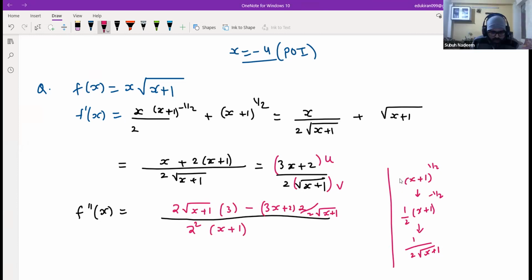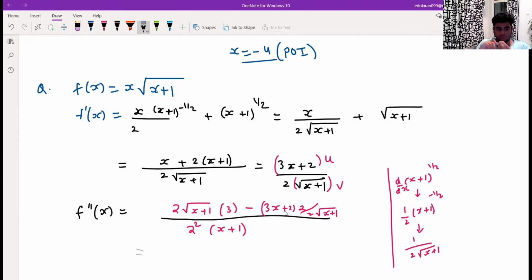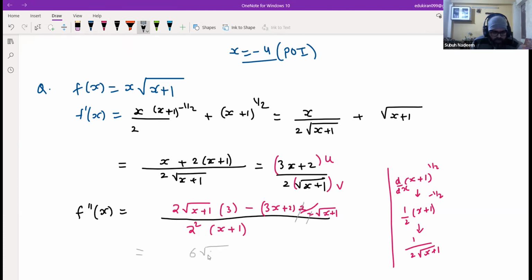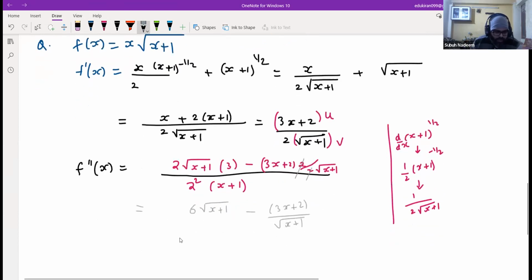Root over x plus 1, when you differentiate, you get this. Okay, yes, sir. So this would be equal to this 2 and this 2 cancels. And this 3 into 2, 6 root over x plus 1, minus 3x plus 2 by root over x plus 1, upon 4 into x plus 1.